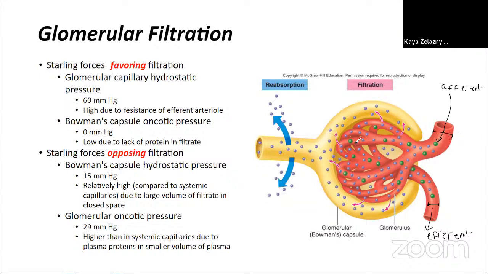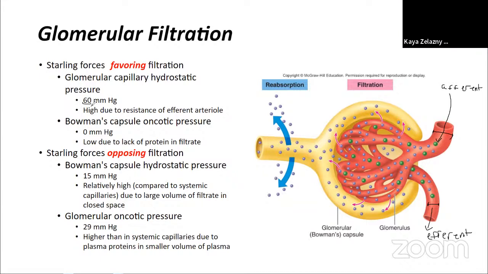We have pressure building because it's harder to get blood out of the glomerulus than it is to pump blood into the glomerulus, due to those differences in radii and therefore differences in resistance. So that's part of why this number 60 is so high.